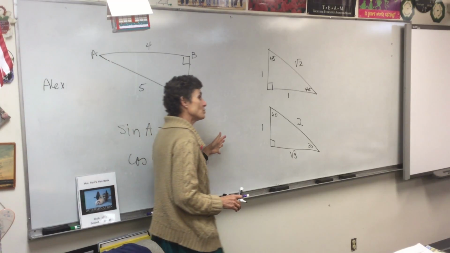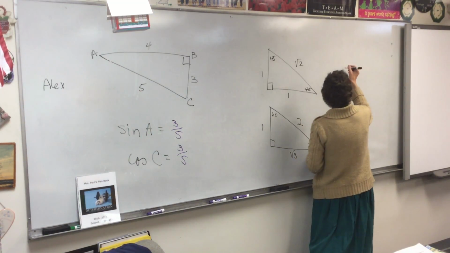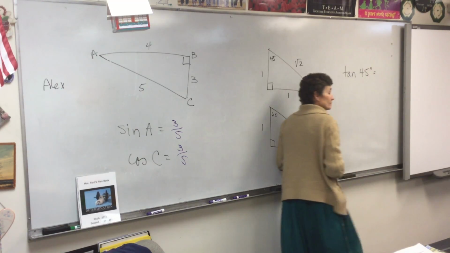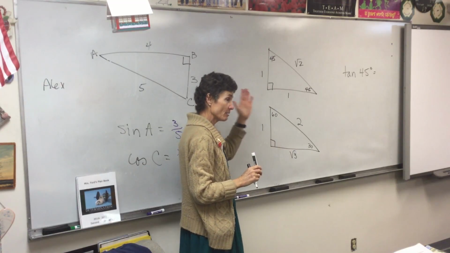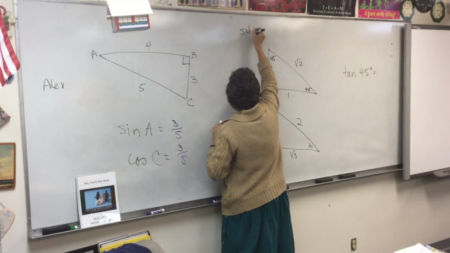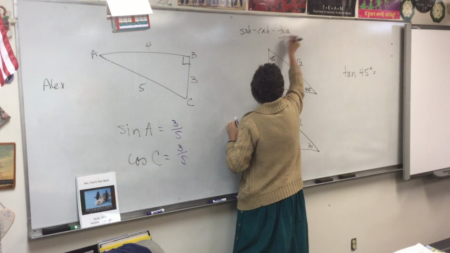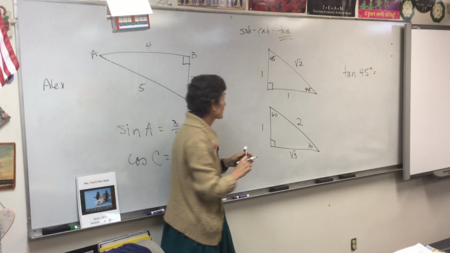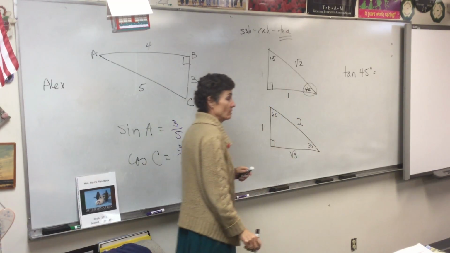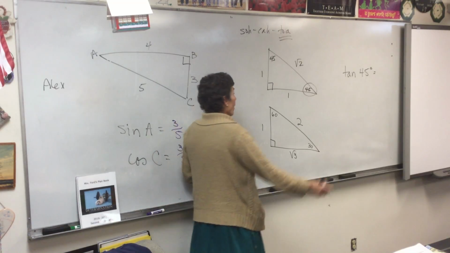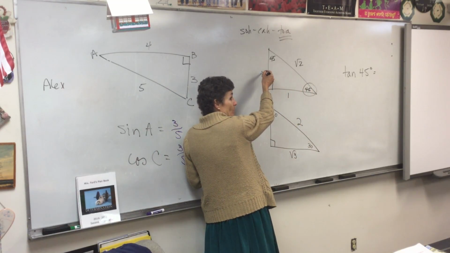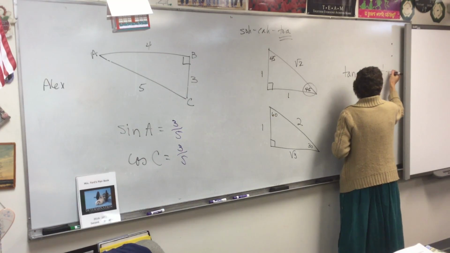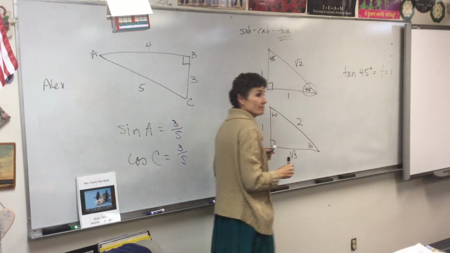So what kind of problems are we going to use that for? Well, suppose I said to you, what is the tangent of 45 degrees? All right, got to combine our two ideas. SOH CAH TOA. So tangent is opposite over adjacent. Here's your 45-degree angle. What would be the opposite side? 1. What's the adjacent side? 1. So the tangent of 45 is 1 over 1, which is 1.